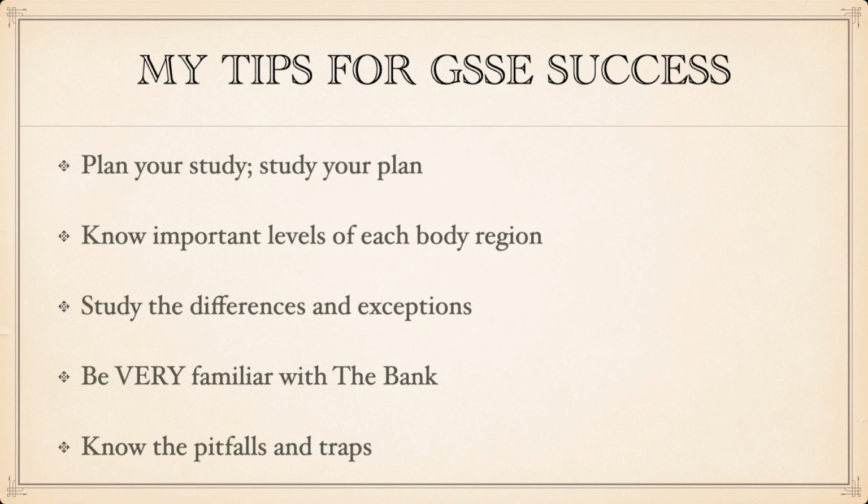So essentially the time on each of those sections should be 3 to 4 times as long as your time spent on neurosurgery. And use the bank. That's my biggest tip for neurosurgery. Study the differences and the exceptions. We've seen many examples of that.